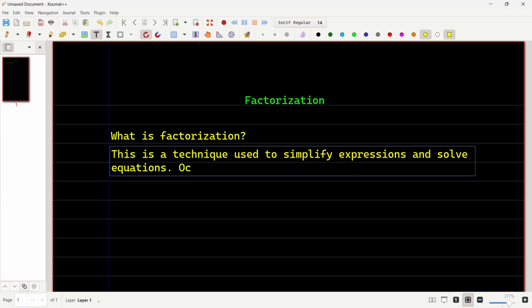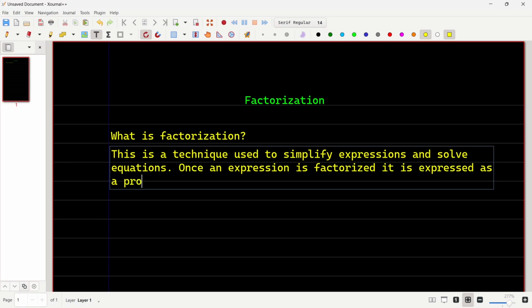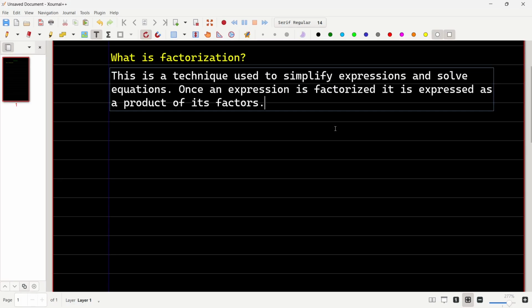And then once an expression is factorized, it is expressed as a product of its factors. So let me give you a little bit of an example of what that means.